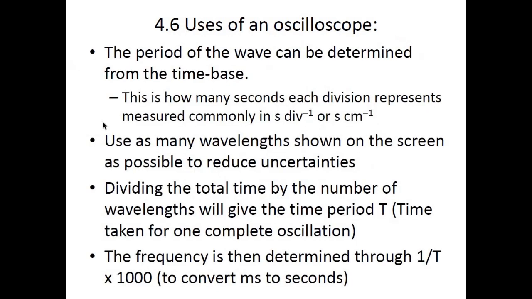The period of the wave can be determined from the time base. This is how many seconds each division represents. Now this is usually given in seconds per division or seconds per centimeter. Use as many wavelengths shown on the screen as possible to reduce uncertainties. Dividing the total time by the number of wavelengths will give you the time period. That would be the time taken for one complete wave or one complete oscillation. And then you can use it to find the frequency. That is, frequency is 1 upon T multiplied by 1000, so that it is converted from milliseconds to seconds.